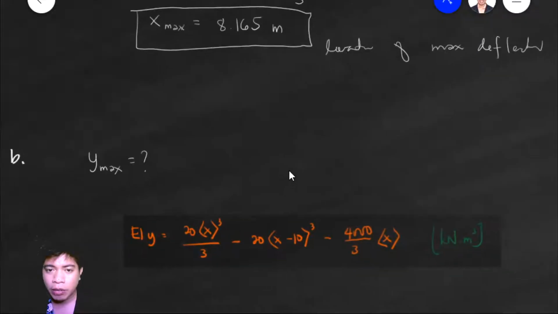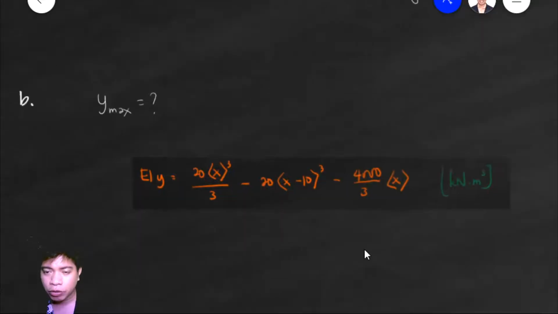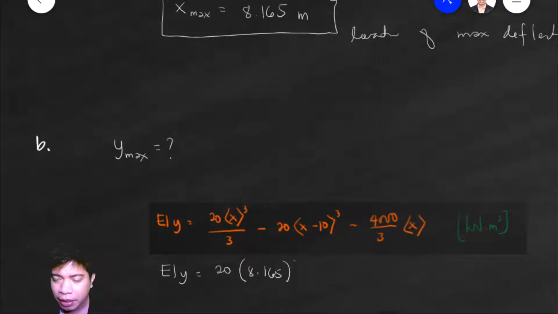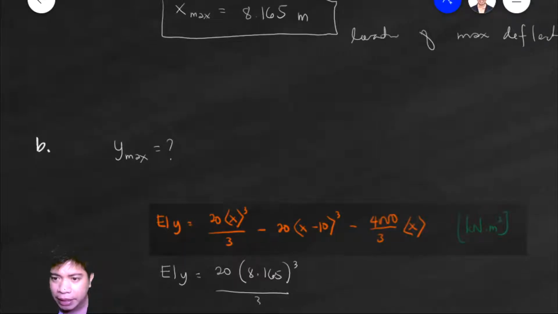So, ito na nga guys yung ating deflection equation. Okay, ito yung nagawa natin kanina. So, y yung hinahanap natin dito. Of course, yung ating x na isa-substitute dito is yung 8.165 kasi nandoon nga yung ating maximum deflection. Okay? So substitute na lang natin guys. So, EI y is equals to 20 times 8.165 cubed divided by 3.